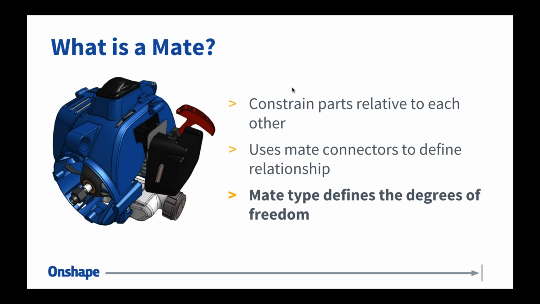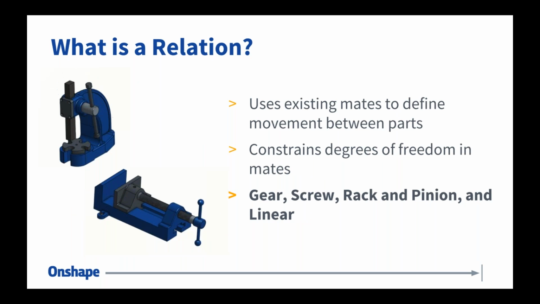Now, mates are important only to understand the next step. This is really when we start talking about the motion part of Onshape, right? When we start talking about how we get realistic motion in our assemblies, there are a few important relations that can help with that. So what is a relation? Well, it uses existing mates to define movement between parts.